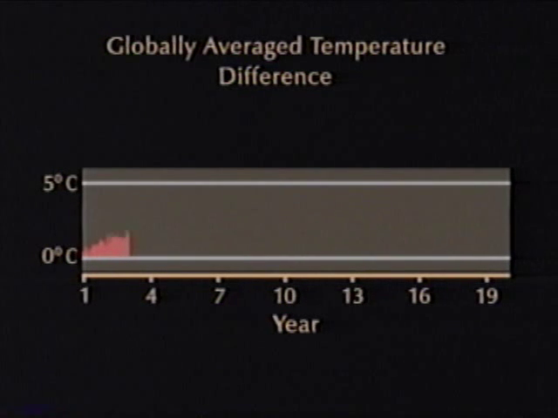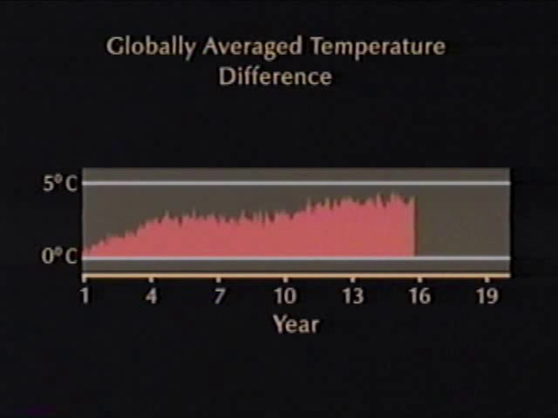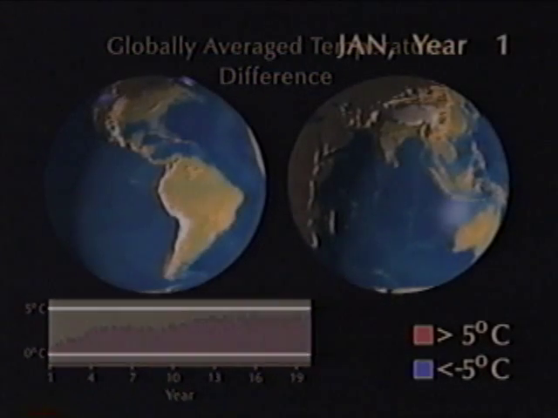Carbon dioxide is the most abundant greenhouse gas. As the experiment with increased carbon dioxide progresses in time, we calculate the globally averaged surface temperature and compare it to the control case. Throughout the experiment, note that the average difference becomes more positive, indicating a global warming. The difference reaches a near equilibrium value of about 4 degrees Celsius during the last 5 years.